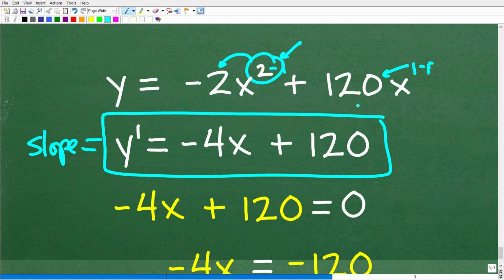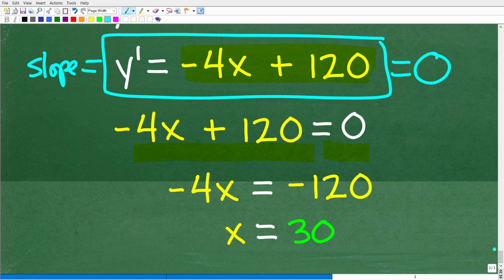Okay, now what do we do with this? Well, this is the slope. And we want to say, hey, slope, when are you equal to 0? Because where you're equal to 0 is the maximum. So what we're going to do here is set this first derivative, negative 4x plus 120, equal to 0. And we're going to solve for x.